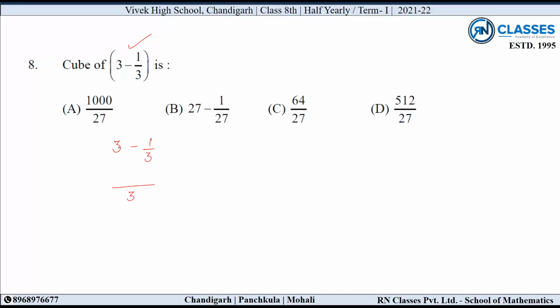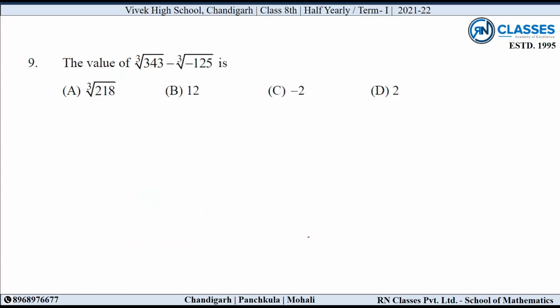LCM is 3. यहां पे एक्चुअल में 1 ही है. 1 3 times 3 3s are 9 minus 1 becomes 8 by 3. The number is 8 by 3 and we have to do cube of this number. So this will become 8 cube by 3 cube. 8 cube is 512 and 3 cube is 27. Answer is 512 by 27, D part.